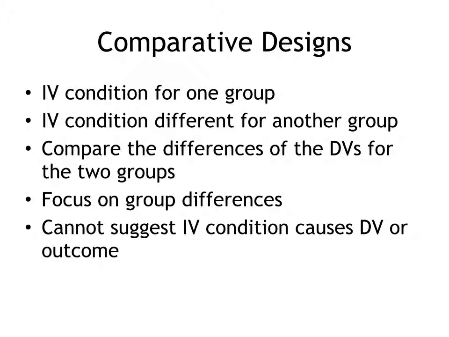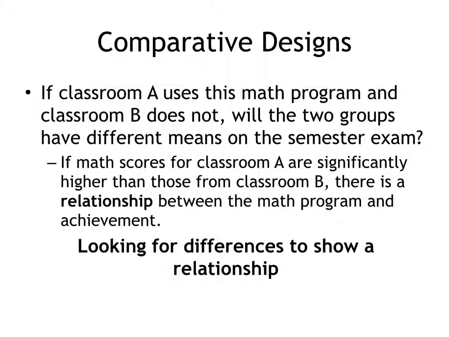With a comparative design, you cannot suggest that the independent variable condition causes the dependent variable or the outcome that you get. You need to be very careful about that. All you can do is report the differences and then make some suggestions or some inferences. So some examples of this.